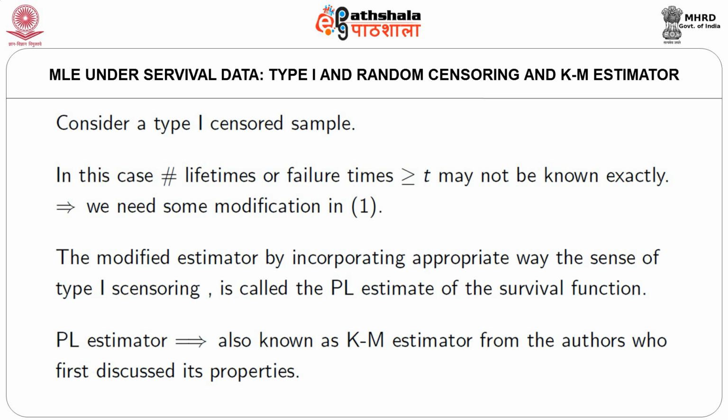Now consider a type 1 censored sample. In this case, the number of lifetimes or failure times greater than or equal to a time point small t may not be known exactly. So we need some modification in number 1. The modified estimator, by incorporating the sense of type 1 censoring in an appropriate way, is called the product limit estimate of the reliability function. This is also known as the Kaplan-Meier estimate, from the authors who first discussed its properties.